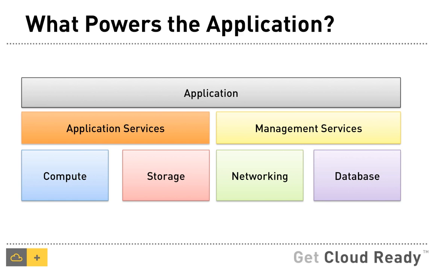So what really powers an application? Irrespective of the application that you're developing, you're effectively going to deal with 4 different building blocks: compute, storage, networking, and database. Compute is primarily the server that's actually powering the application. This is where the horsepower required for the application is delivered.